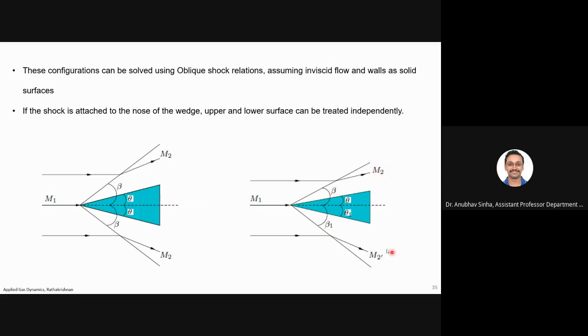Now if I want to solve for this M2 dash, I need not consider this. I will take the bottom half plane, and say that M1, the Mach number, is the incoming flow, beta 1 and theta 1 are given, and I want to find M2 dash. For calculation of M2 dash, you need not bother about the flow conditions here. If the shock is attached, then these two shocks are independent. They will not interfere, and while doing the analysis, you need not consider both of them together. You can consider them to be independent.